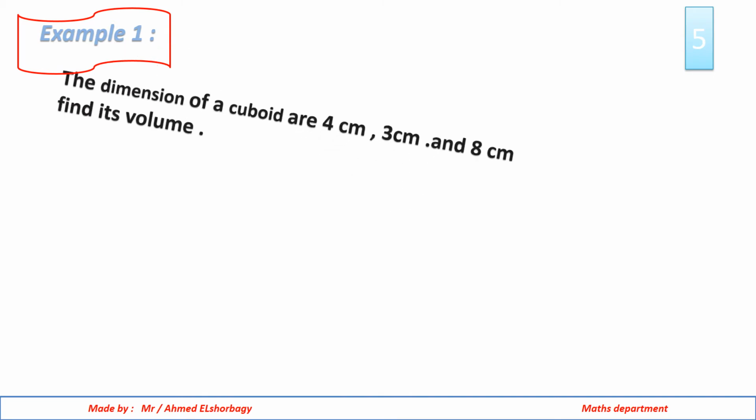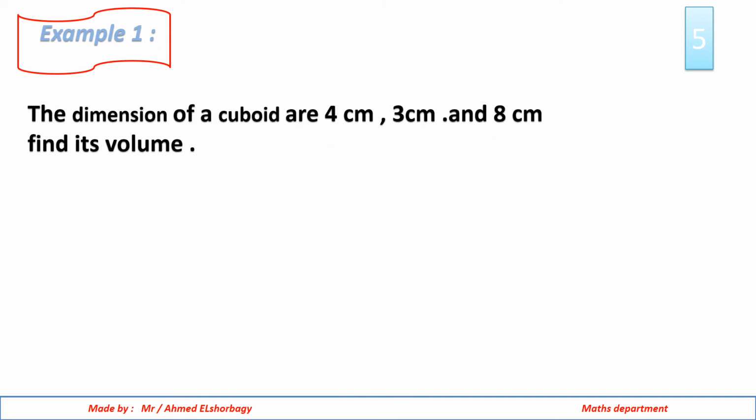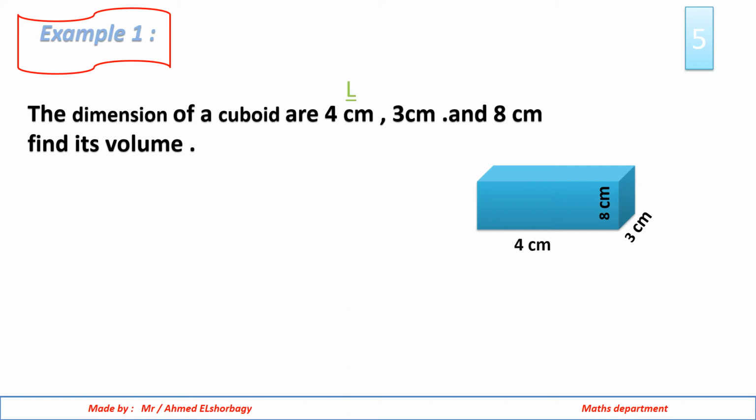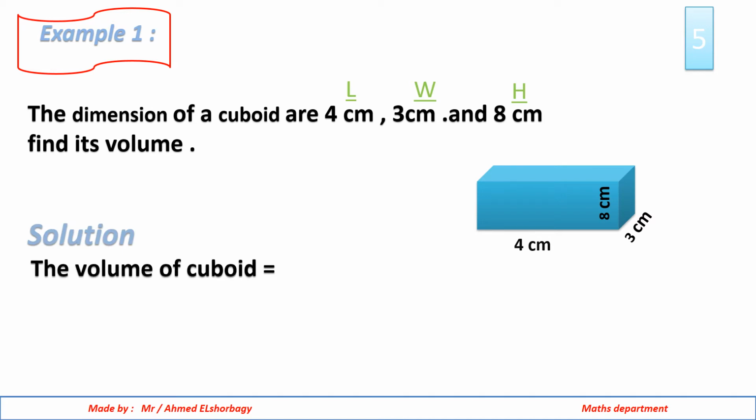Example number 1. The dimensions of a cuboid are 4 cm, 3 cm, and 8 cm. Find its volume. We can see on the shape, length is 4 cm, and the width is 3 cm, and the 8 cm is the height. So from the rule, volume of cuboid equals length times width times height. So 4 times 3 times 8 equals 96 cubic centimeters.